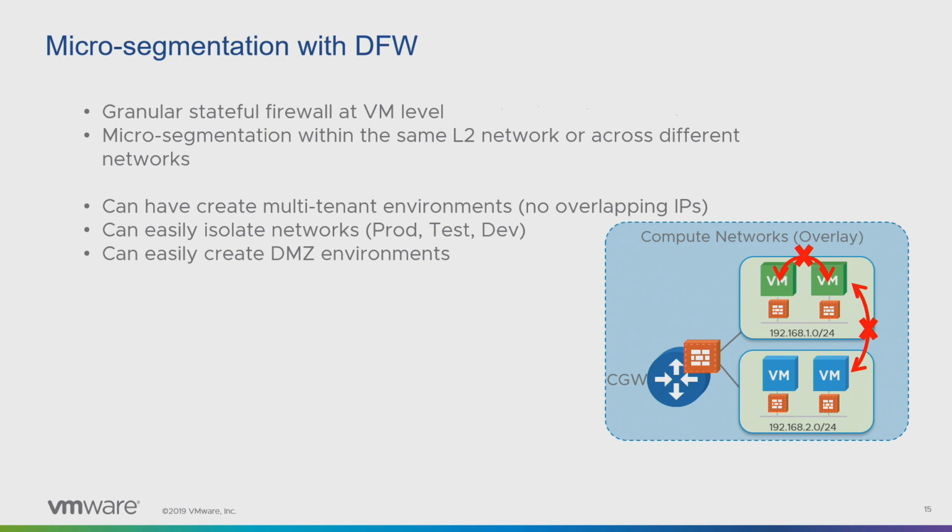And this microsegmentation capability is very useful for customers to create these multi-tenant, more secure environments. Obviously, no overlapping IPs right now because you're still connected to the same CGW, but you can create isolated networks like prod, test, and dev using this microsegmentation capability.